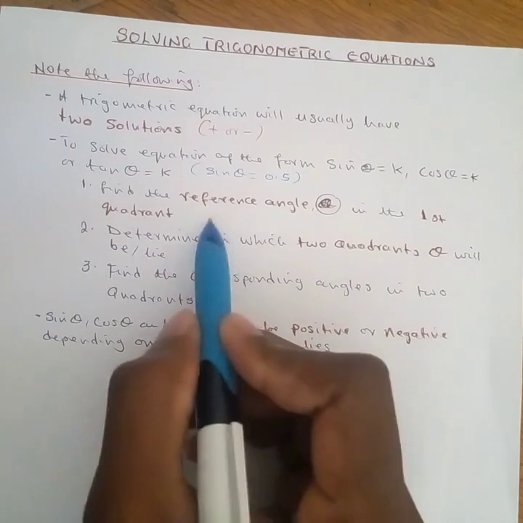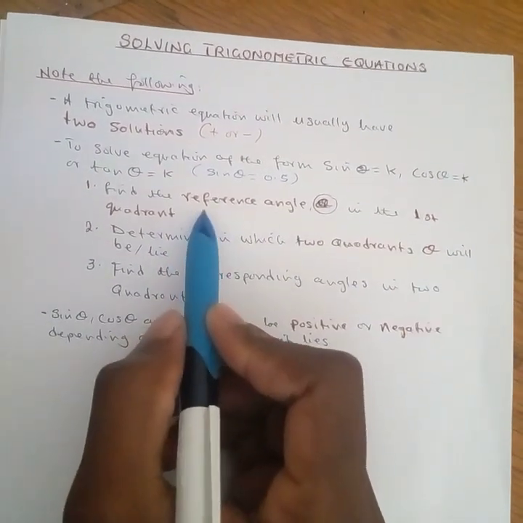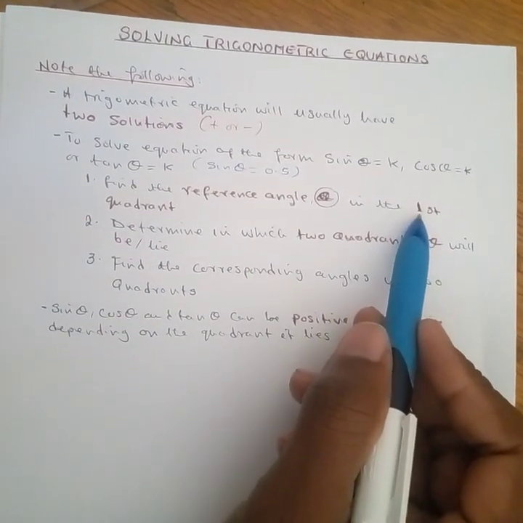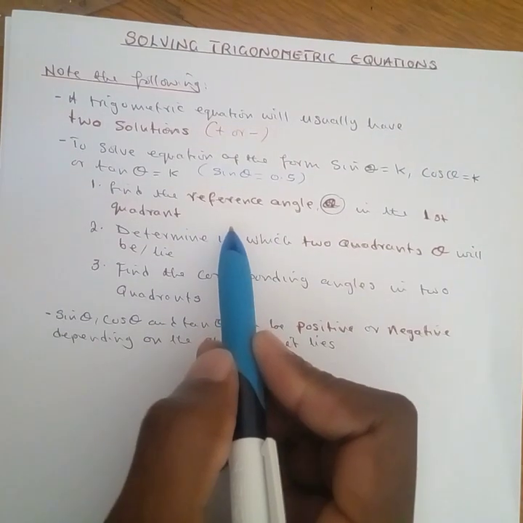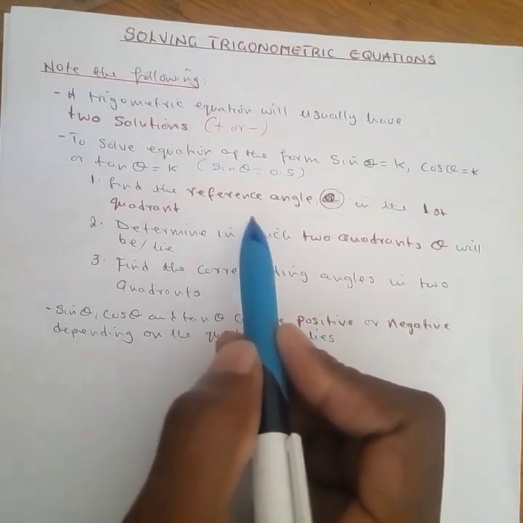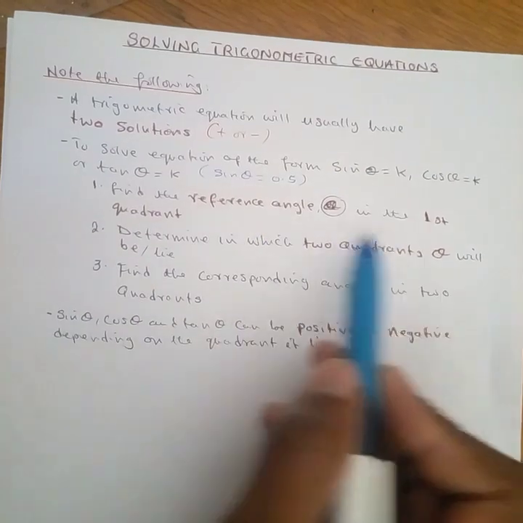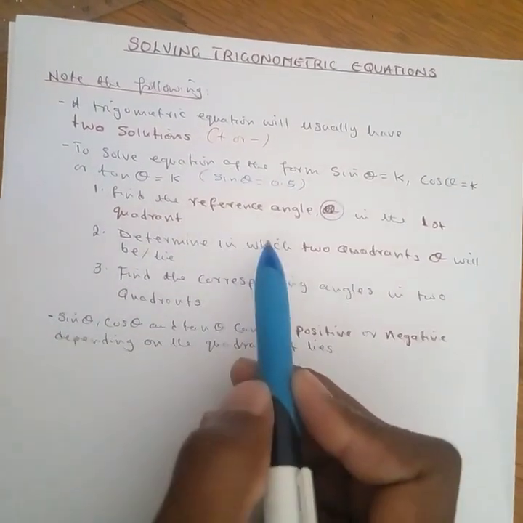Now, to solve this kind of equation, the first thing you need to do is find the reference angle in the first quadrant. Why is it supposed to be in the first quadrant? It is because the reference angle is less than 90. It cannot be greater than 90. That is why it is in the first quadrant, because the first quadrant is 0 to 90 degrees.